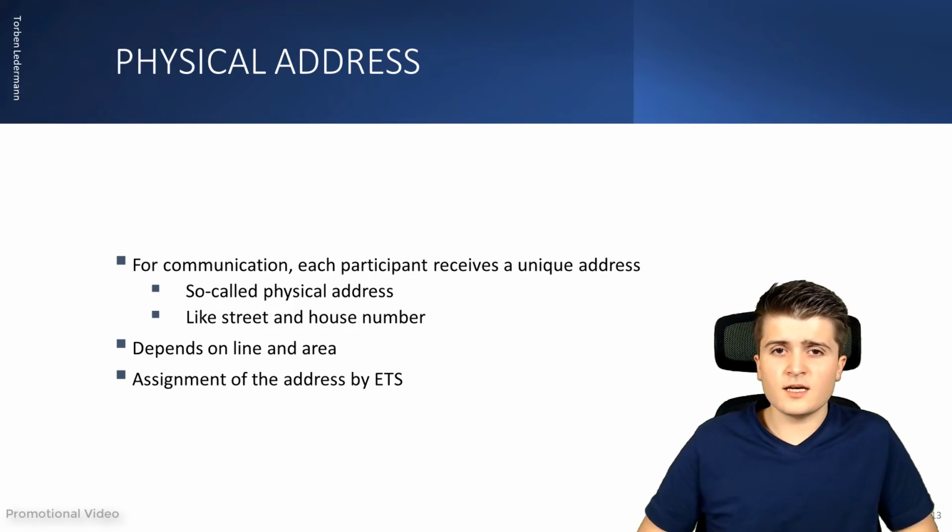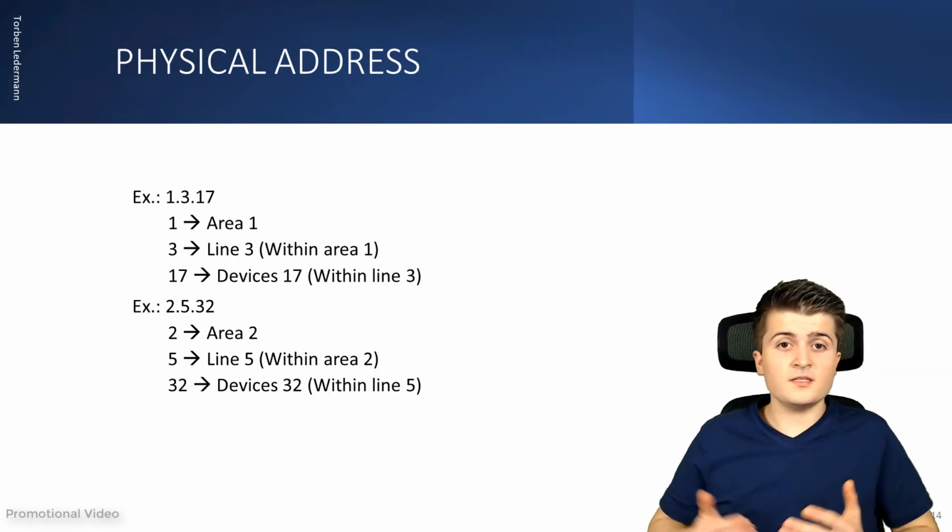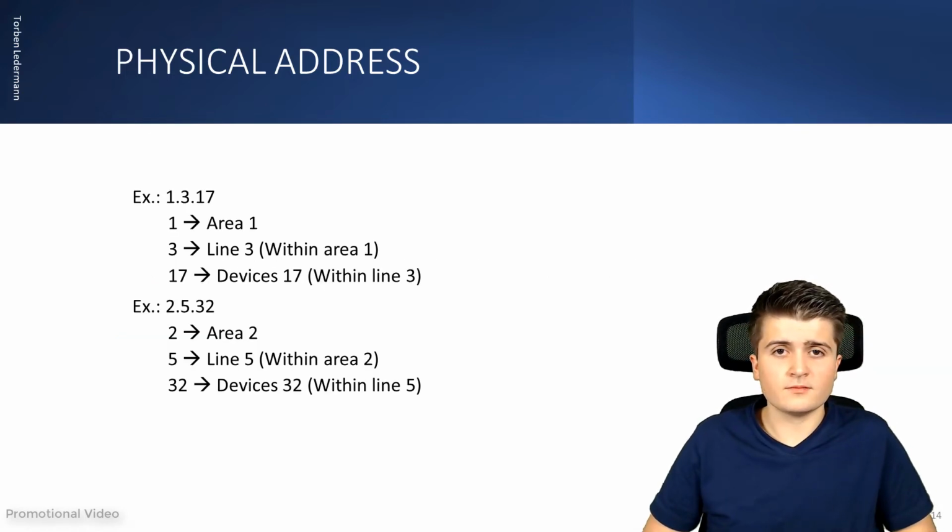But how is this address set up? And this is how a physical address looks. The physical address always consists of three digits, each separated by a dot from each other. And this is important because later on we'll get to know another address which also has three digits but are separated by slashes from each other.